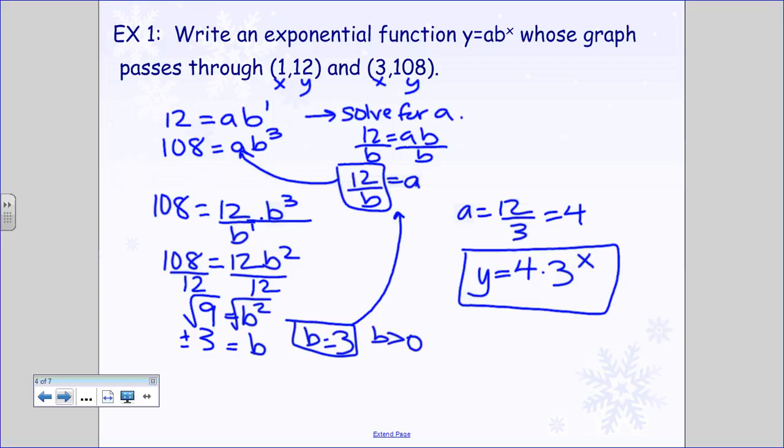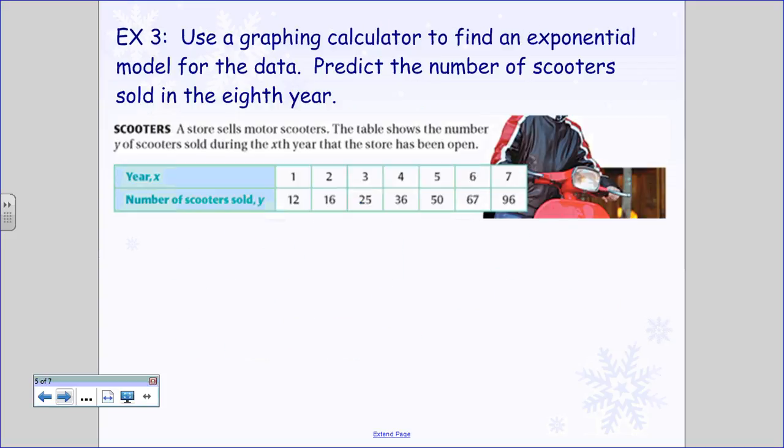All right. Now we're going to use the graphing calculator to find an exponential model for the data in this example. Predict the number of scooters sold in the 8th year. So this is just like all of the other regression that we have done. You're going to plug it into your calculator. So remember, you're entering your data into your list 1 and list 2, and that's in stat edit. Okay, so we're going to go there now.